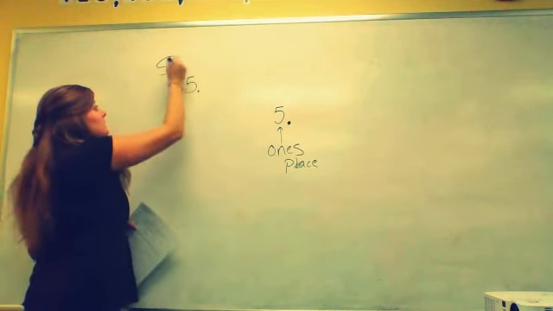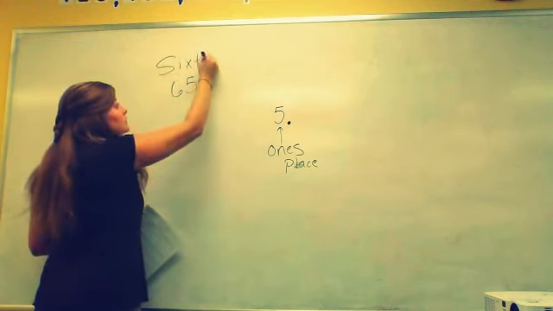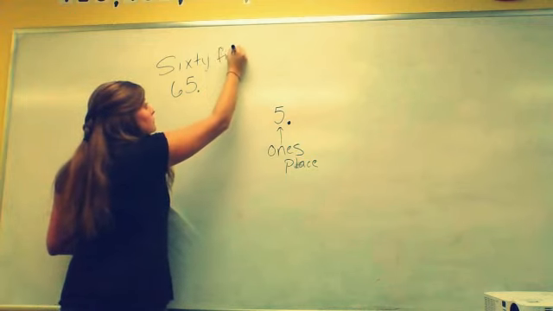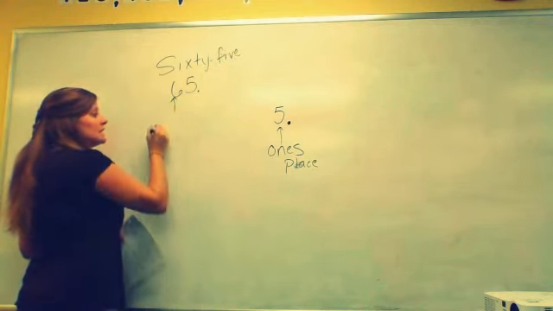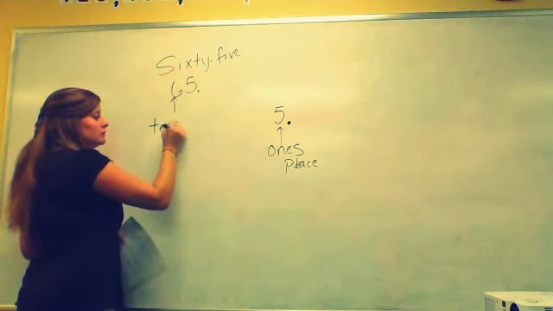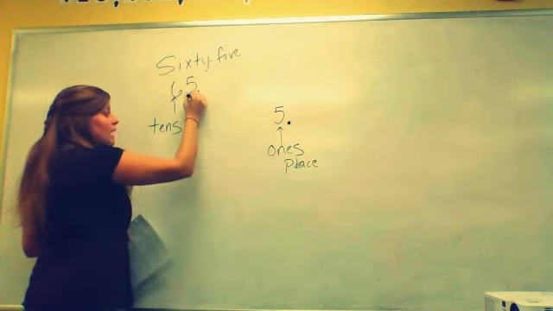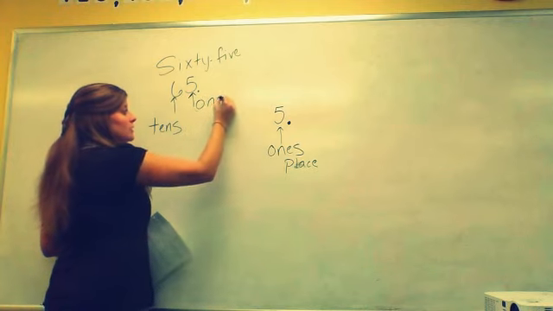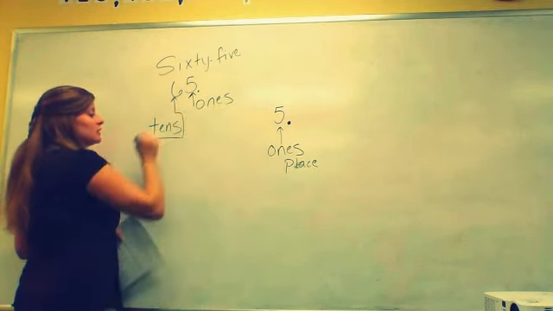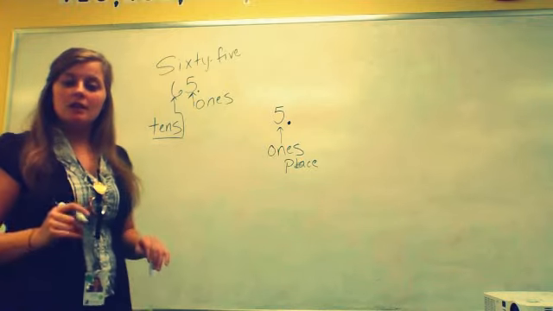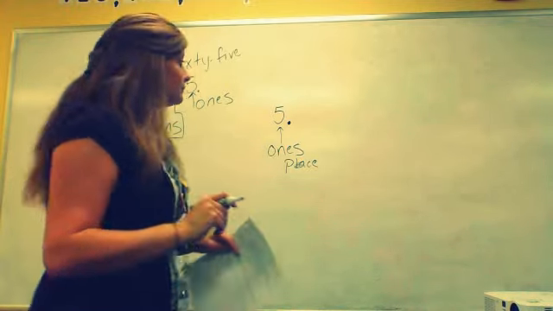Next, I'm going to go 6, 5 decimal, also known as 65. So I've got 65. The 6 is in the tens position. The 5 is still in the ones position. So the 6 is in the tens, the 5 is in the ones.